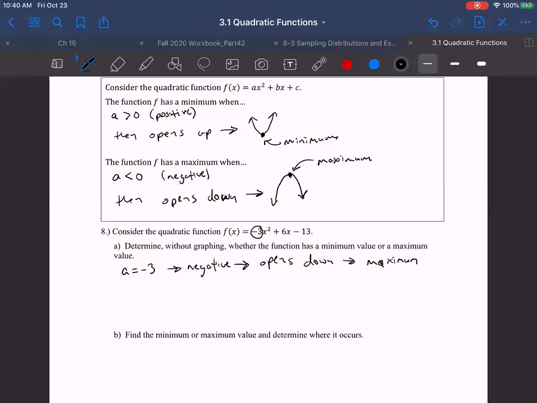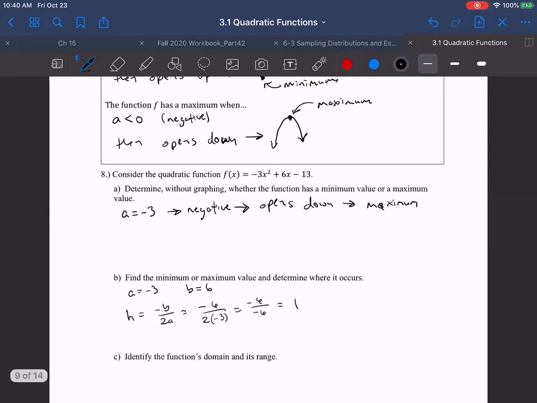So then it says, find the minimum or maximum value and where it occurs. So this occurs at the vertex. What we can do is take this and find the vertex, right? A equals negative 3, B equals 6. And so our vertex H is negative B over 2A. That's going to be negative 6 over 2 times negative 3. That's negative 6 over negative 6. That's a 1. So our value for H is 1.